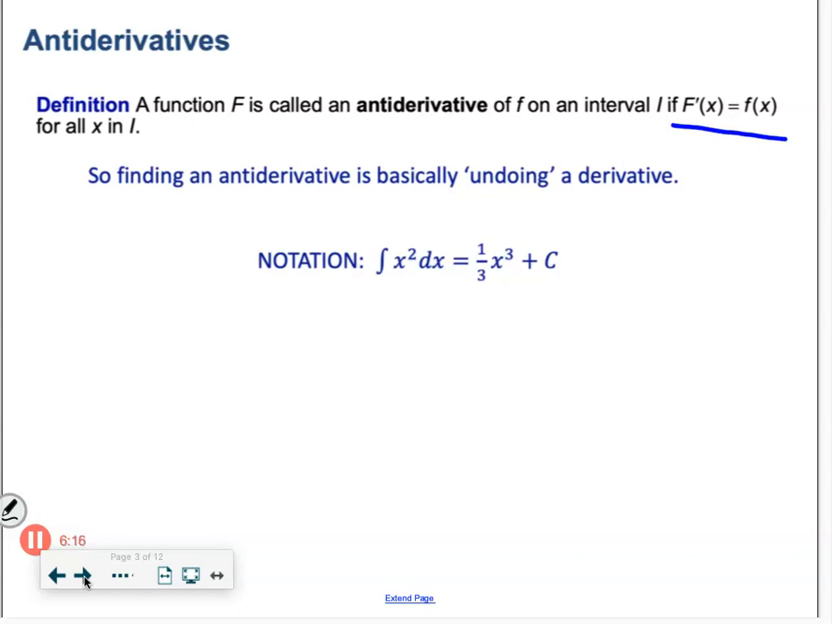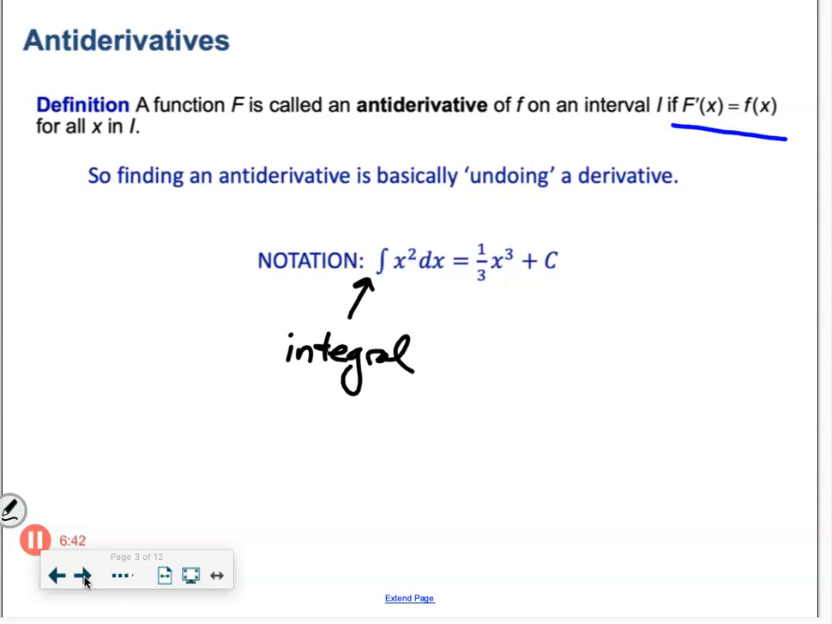The only notation that you'll see that's common besides this is calling it big F and then specifying that big F prime equals little f, which is kind of a pain in the butt. So most often, the way that we use our notation for antiderivatives is this way, which is this integral symbol. So the symbol right here, which is called an integral.